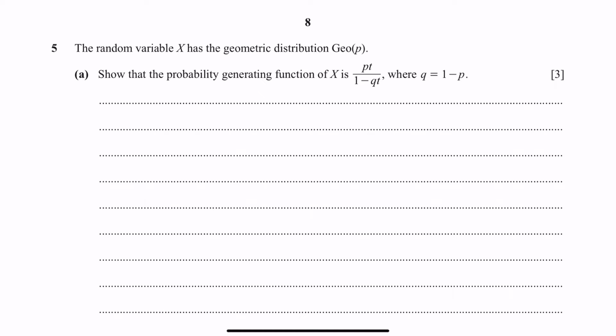Question 5. The random variable x has the geometric distribution Geo(p). Show that the probability generating function of x is pt over 1 minus qt, where q is 1 minus p. Okay, so the probability generating function, we call it G_x(t), is the sum of t to the power of x times the probability.